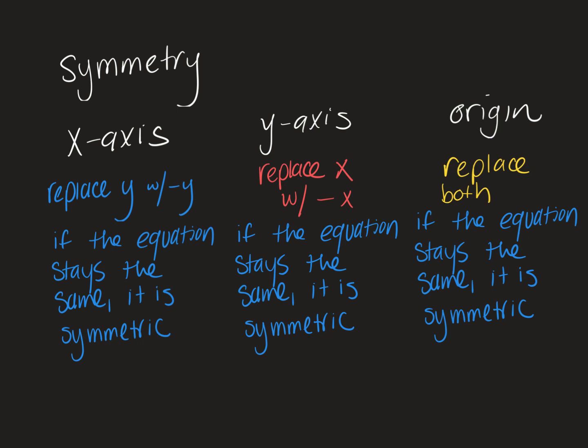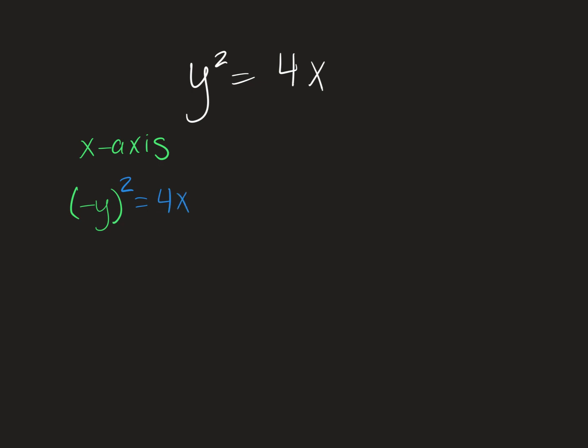I'm good. Okay. So let's say our equation is y squared equals 4x. For x-axis symmetry, we are replacing the y with a negative y. So when you square negative y, it's just positive y, right? So that stays as y squared equals 4x. It doesn't change, so we have x-axis symmetry.